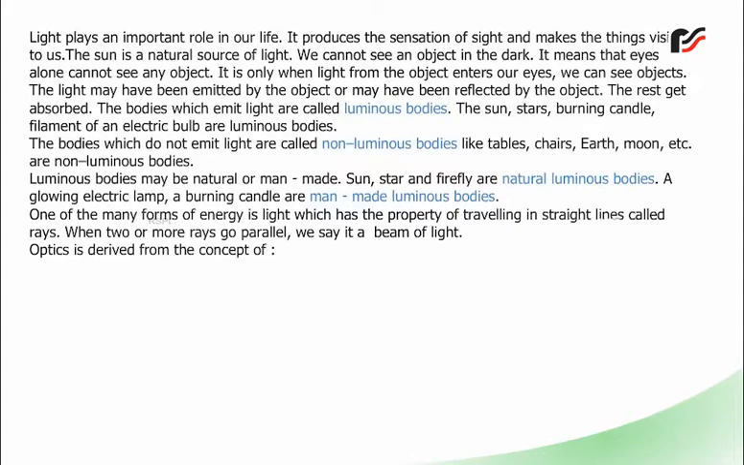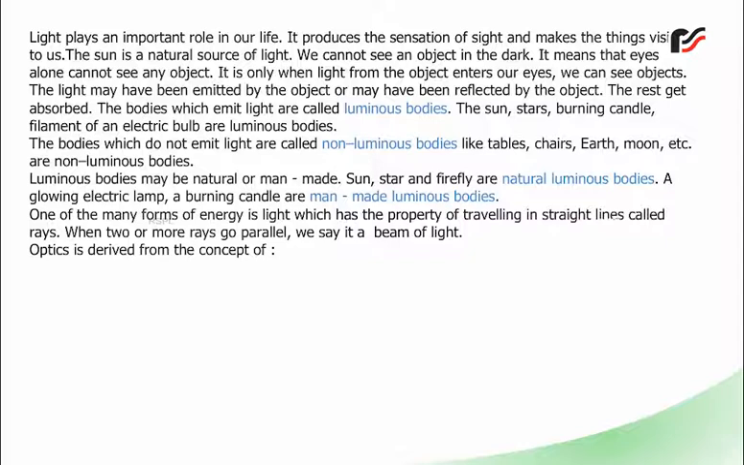Light plays an important role in our life. It produces the sensation of sight and makes things visible to us. The sun is a natural source of light. We cannot see an object in the dark. It means that eyes alone cannot see any object.